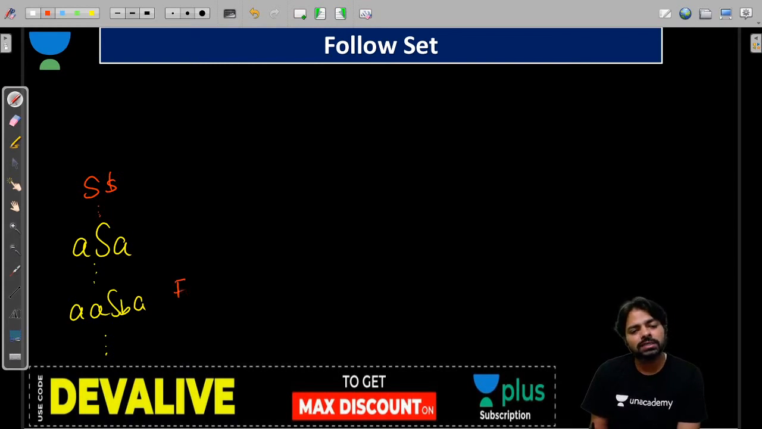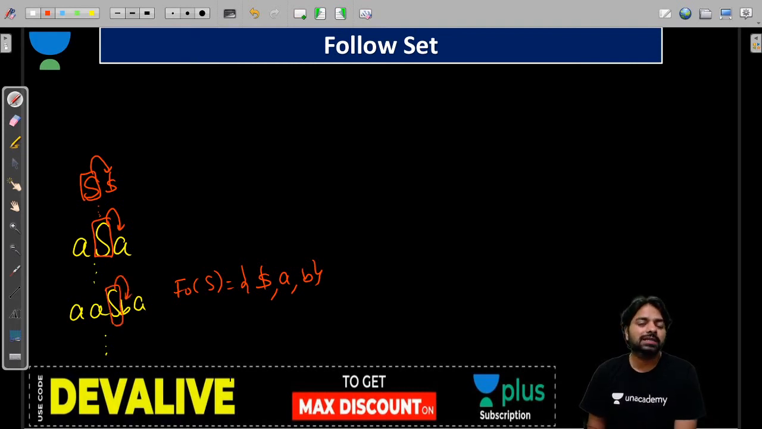And if I ask what is the follow of S, you have to say dollar, you have to say A, you have to say B, because this is your focus. After S, what is the terminal present in the first position after S? Okay, so what is the definition of this? And to understand this, you should look at the productions of the grammar.